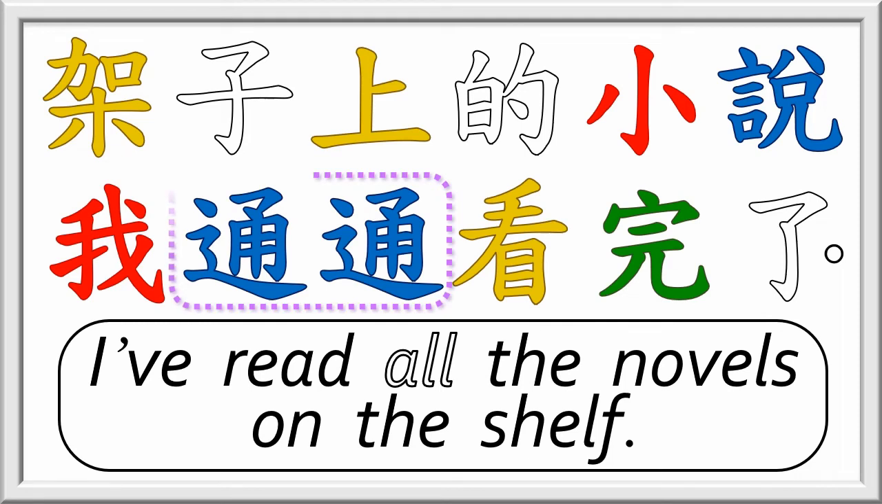This idea of moving back and forth freely among many things gives rise to the expression 通通, meaning all, entirely or completely. 架子上的小说我通通看完了. I've read all the novels on the bookshelf.